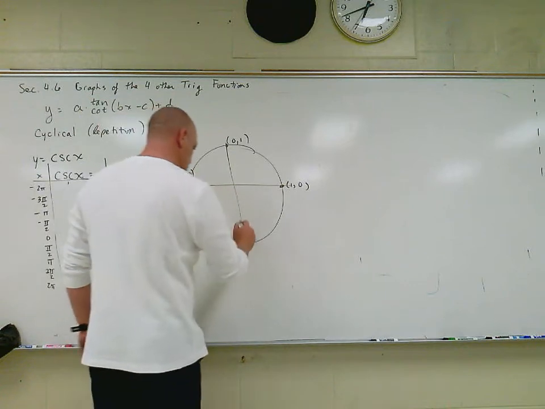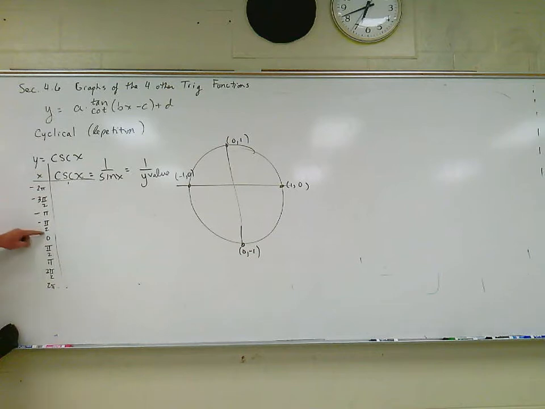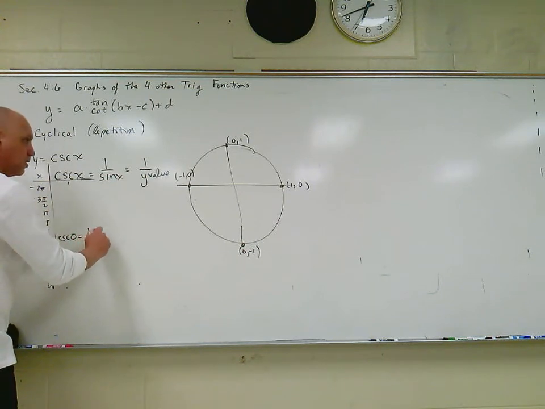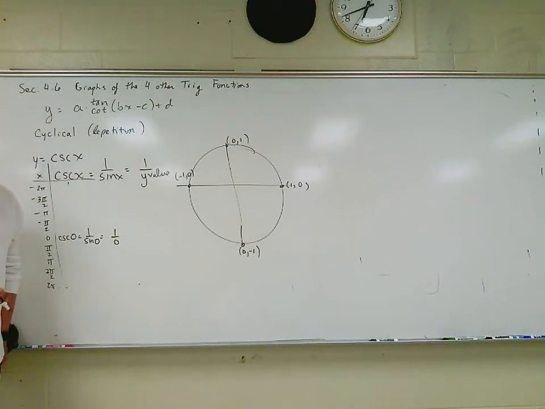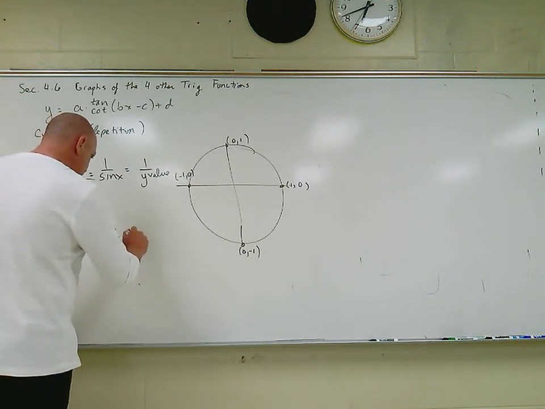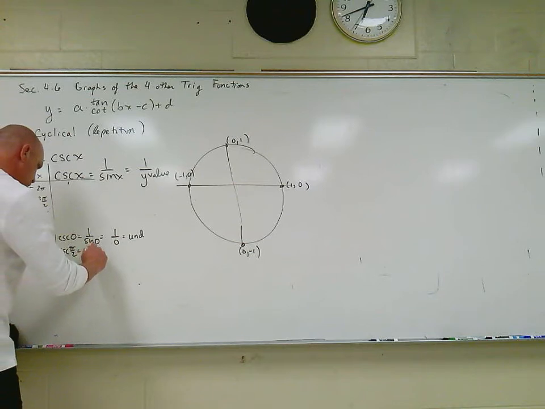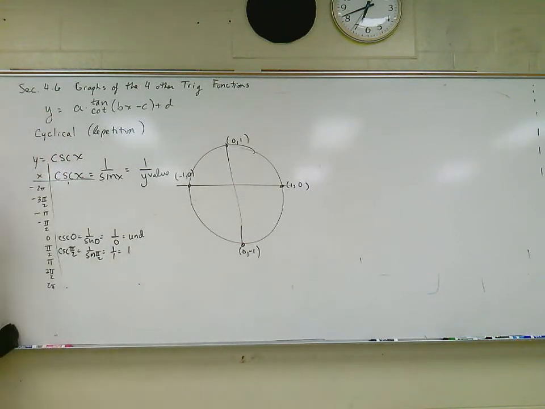Okay? So go through it fairly quickly. See if you can get all your points. I would start at 0, so let's do the first one together. If I'm going to do cosecant of 0, it's 1 over the sine of 0, and sine of 0 is 0, so I'm dividing by 0, so I get undefined. If I do pi over 2, cosecant of pi over 2 is 1 over the sine of pi over 2, which is 1 over 1, which is 1. And then keep continuing from there.